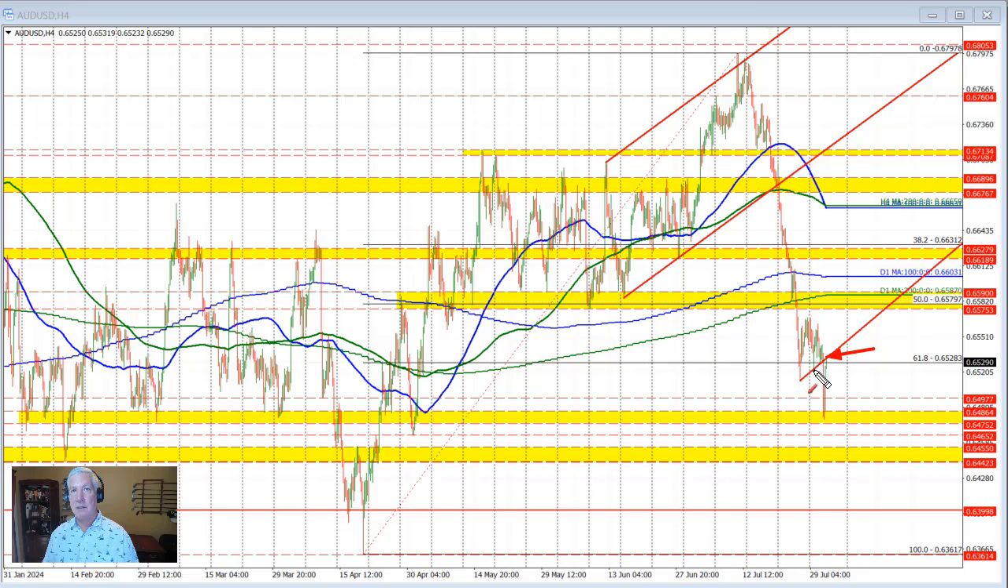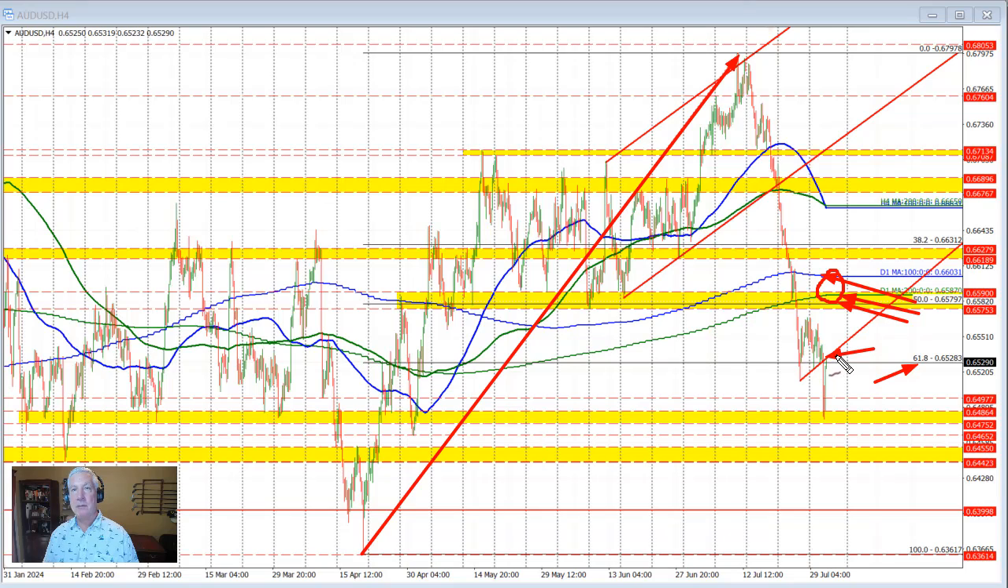Trying to find resistance against the underside of this broken trend line. Also, the 61.8% retracement of the move up from the April low to the July high is in play at 0.6528. If we start to see more buying above this area, we could see a rotation back toward this key cluster of resistance, inclusive of the 50% midpoint of the same move to the upside, the 200-day moving average at 0.6587 and the 100-day moving average at 0.6603. So between 0.6587 and 0.6603 would be the next key target on the top side for the Aussie versus US dollar to get to and through.